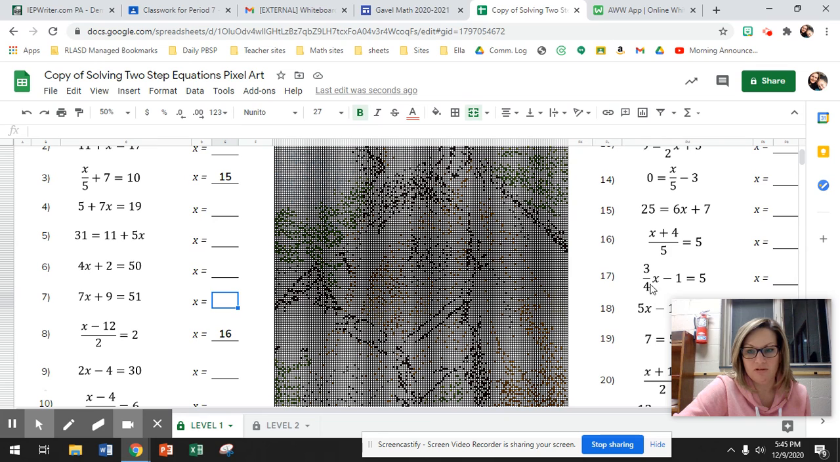So here, 3/4 x minus 1 equals 5. You're going to add 1 to both sides. So we have 3/4 x equals 6. And because you're doing 3/4 times x, you have to divide.